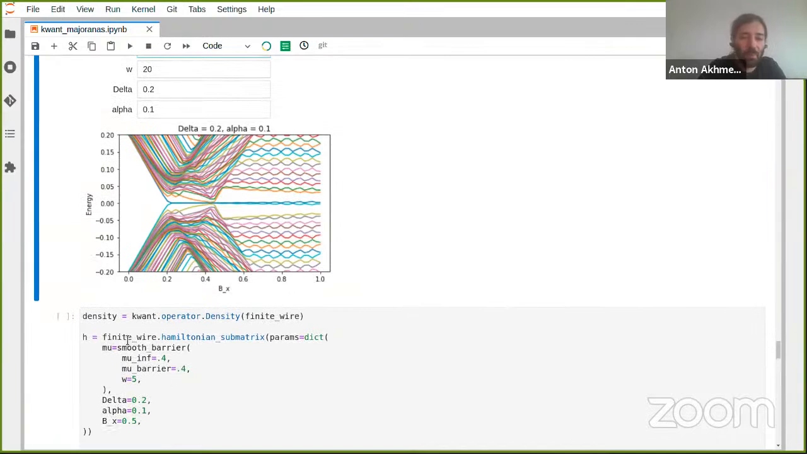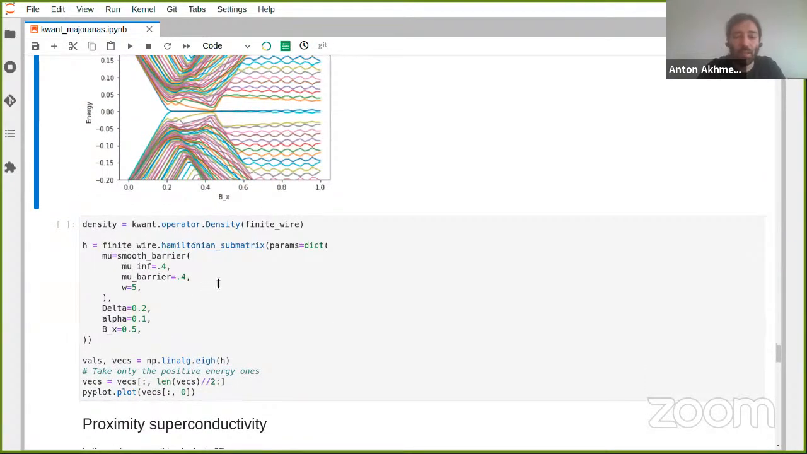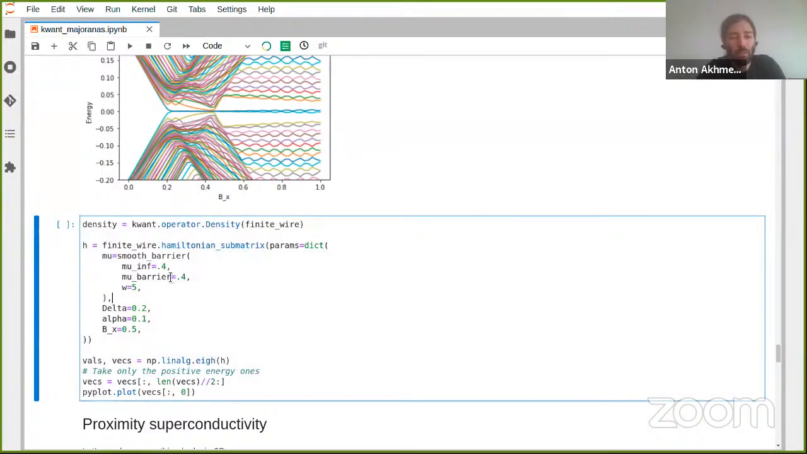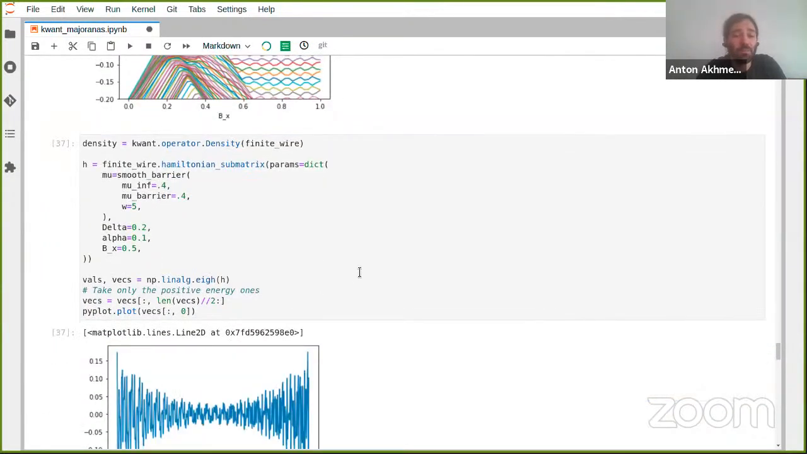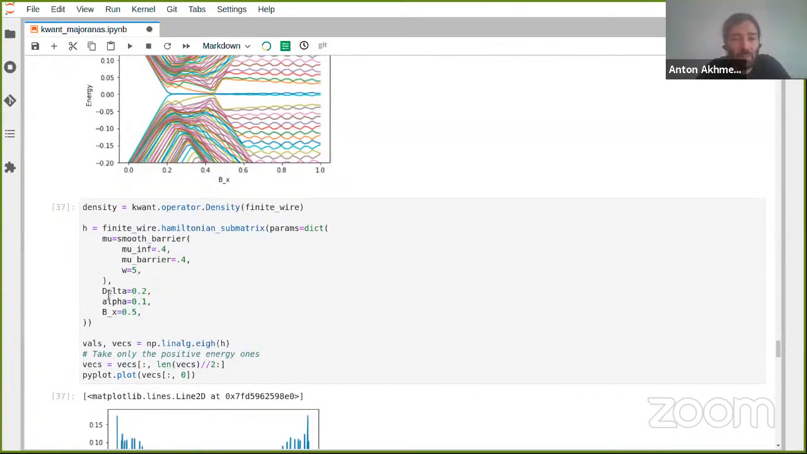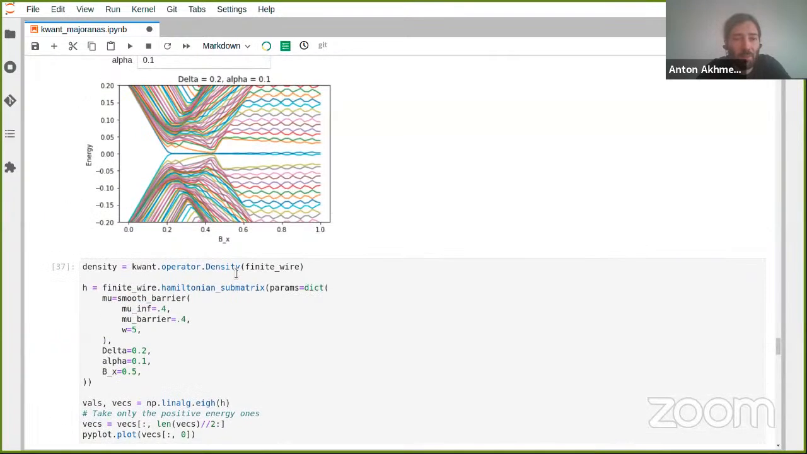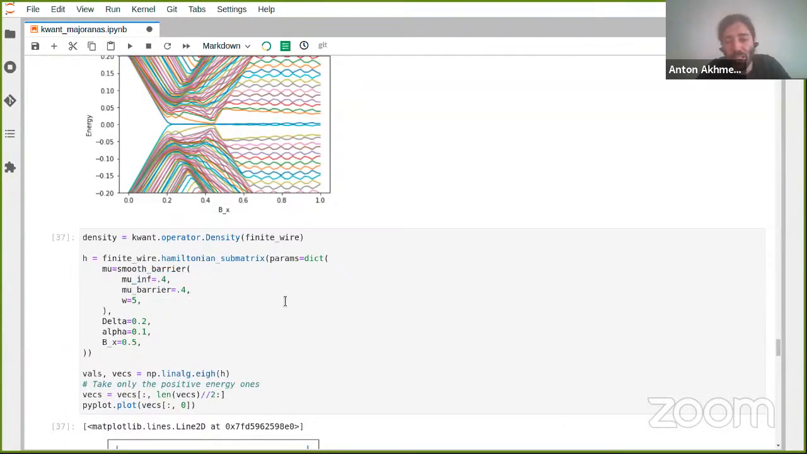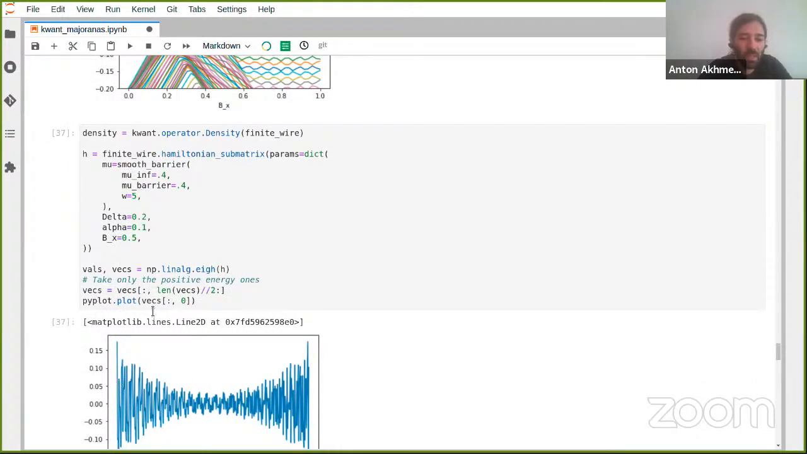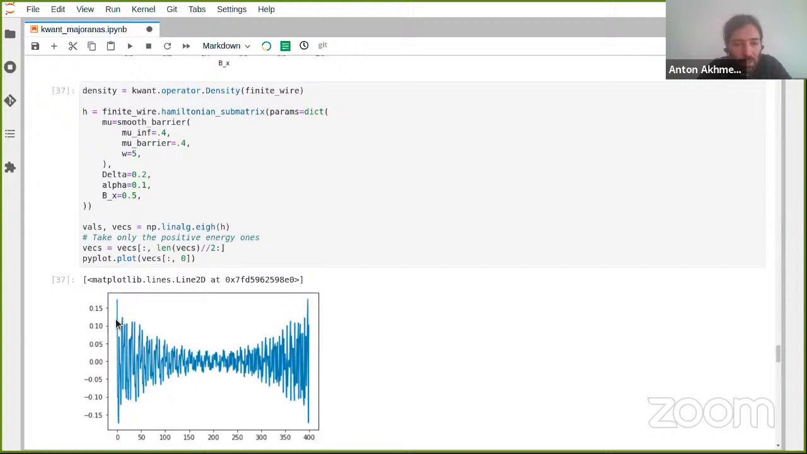So in order to confirm what is happening with the states, let's take a look at the single wave functions. Here I'm going to get the Hamiltonian of this finite wire as a matrix. I provide all the parameters, and I'm going to diagonalize this matrix and look at the eigenvalues and the eigenvectors. Here Bx is 0.5, so this is about here. We are in this regime. The rest of the parameters are the same. The confinement is now sharp. So the value at the barrier is the same. What we see now is two Majorana wave functions that are localized. They are hybridized and therefore overlapping.